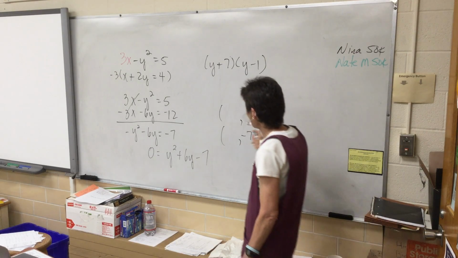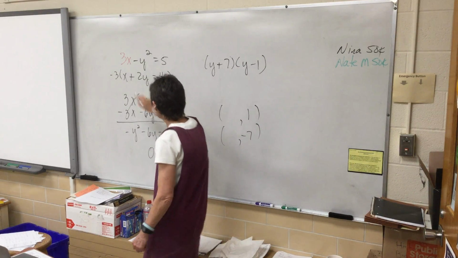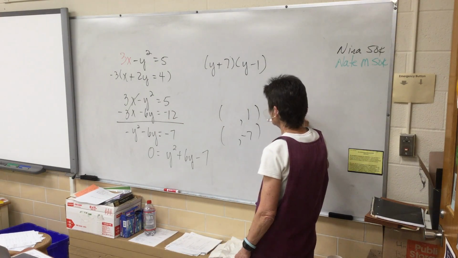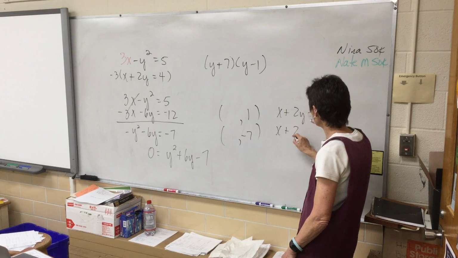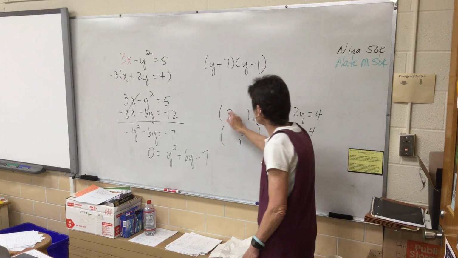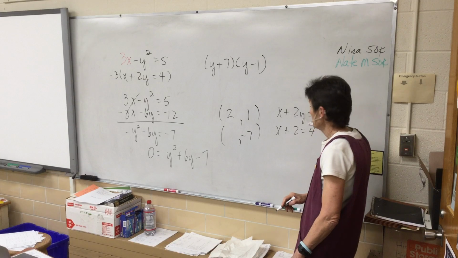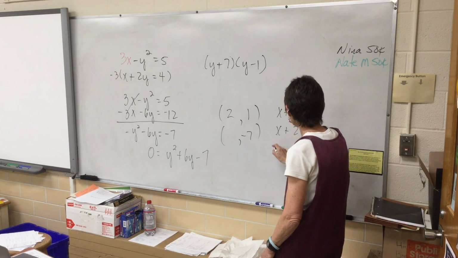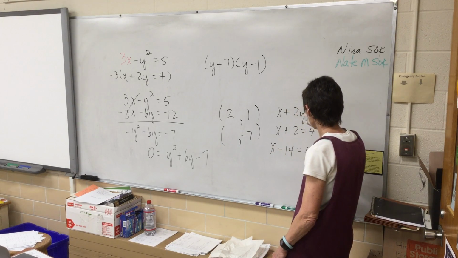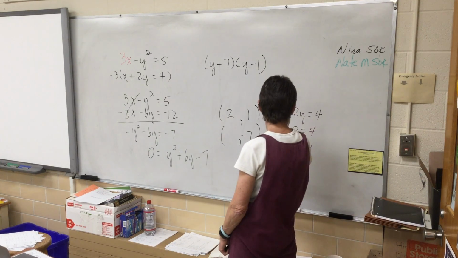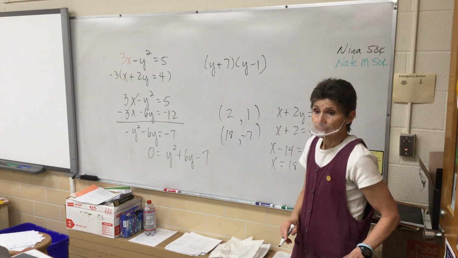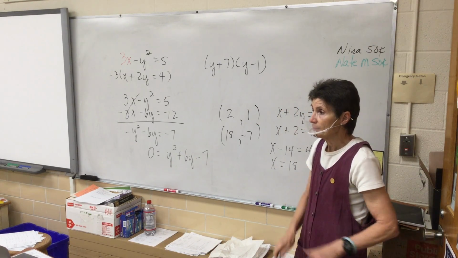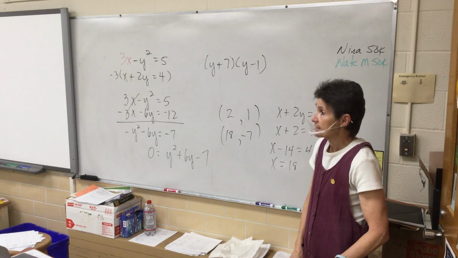So then I'm going to plug back in probably this equation right here, x plus 2y equals 4. If y is 1, then it looks like x is 2. And if y is -7, then it looks like x is 18. Did I do that right? And there it is. Okay? All right, who else has something?